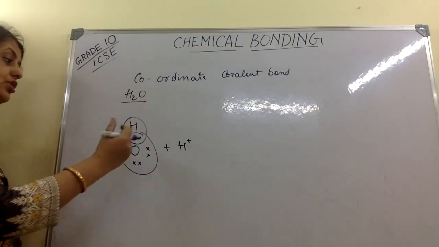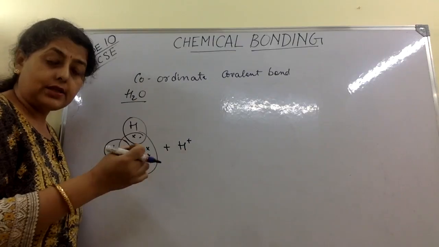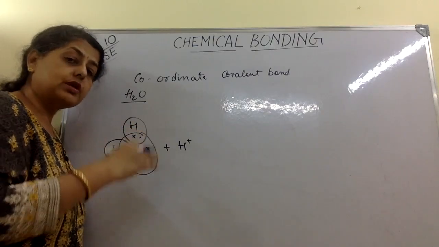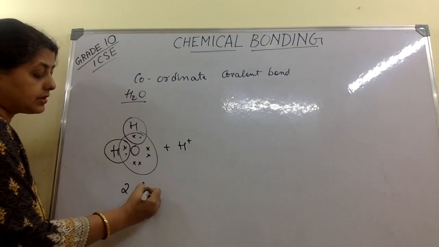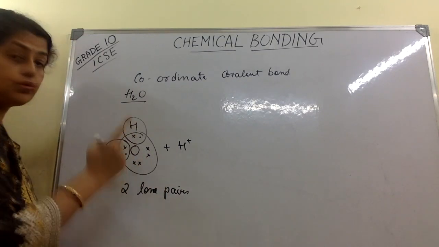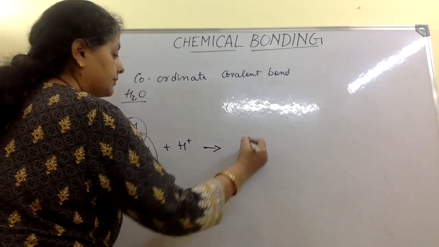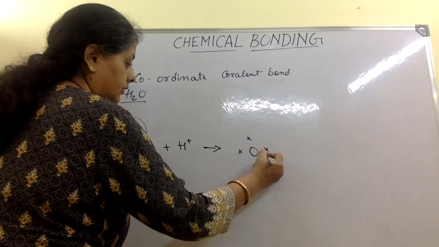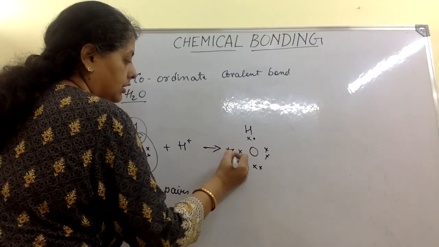And it wants to bond with this. Now this H plus, though it does not have even one electron, wants two electrons to come to stability. Now in water there are two lone pairs. You see, there are two lone pairs. In ammonia we saw one. There are two lone pairs in water. Now what happens is oxygen here, this is our water molecule.